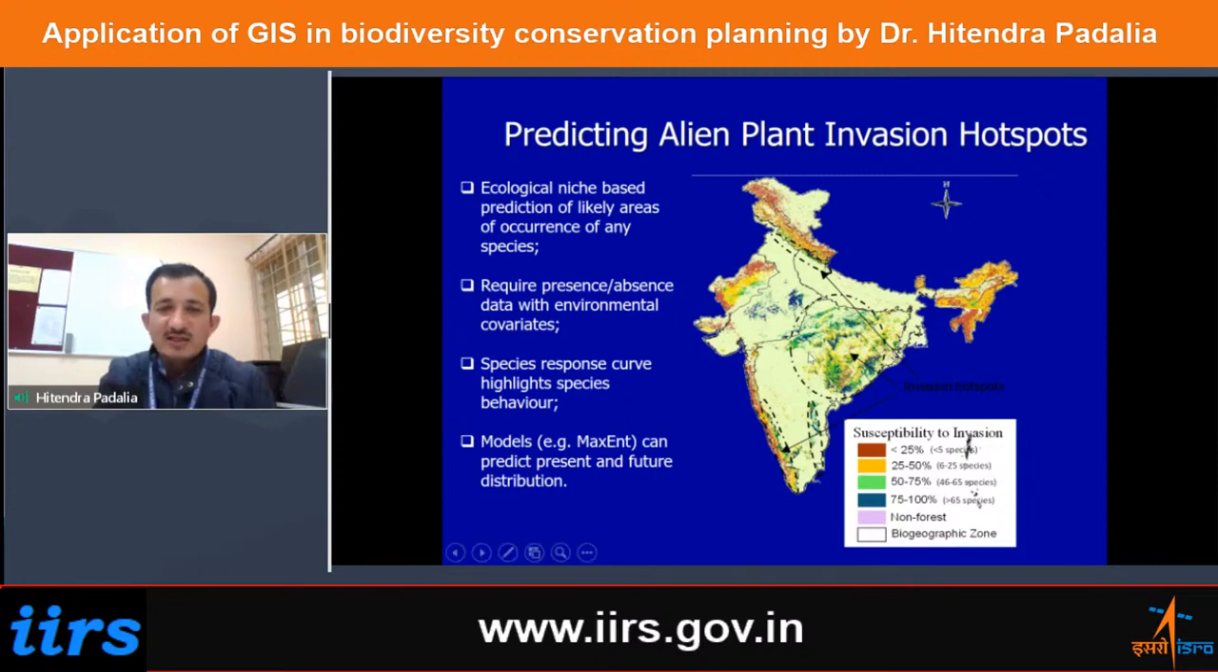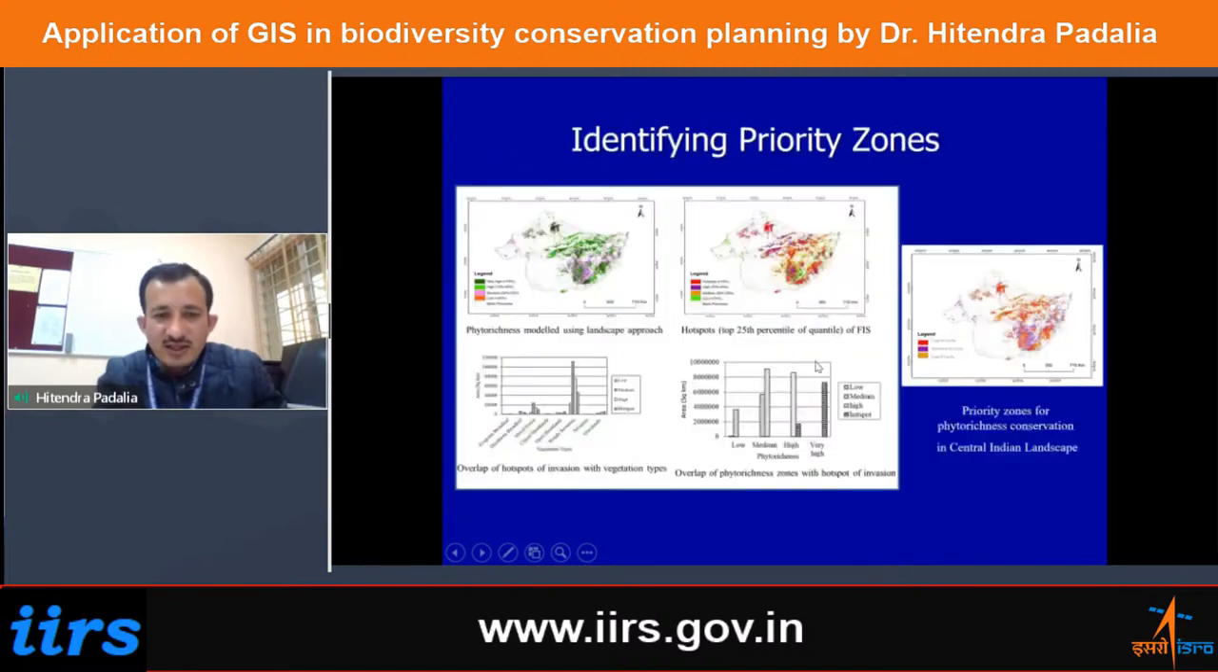So now you have another map which you have prepared based on ecological niche modeling. The earlier exercise which I showed you was based on multi-criteria analysis for native biodiversity, and in this exercise we generate a hotspot map for invasive plant species using ecological niche modeling. And when we integrate these two, for example, this is Central India, we combine native biodiversity and which plant species are invading the particular ecosystem.